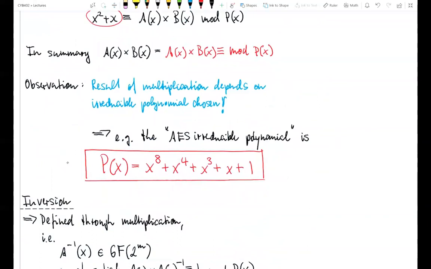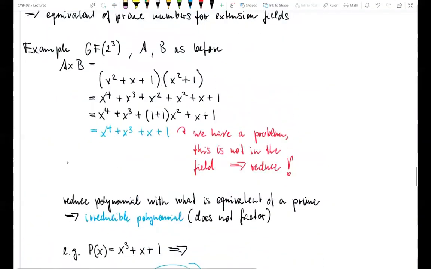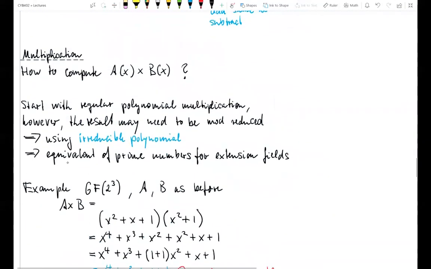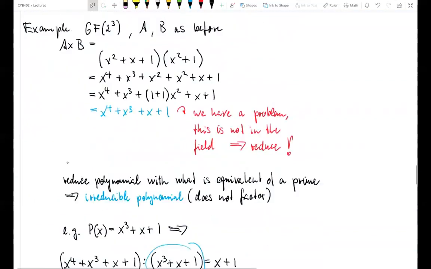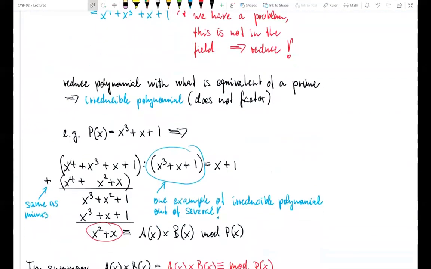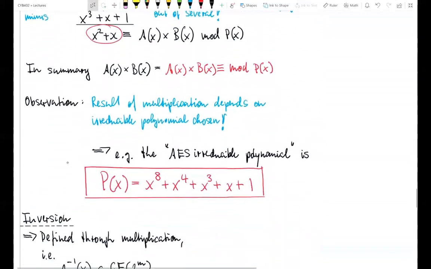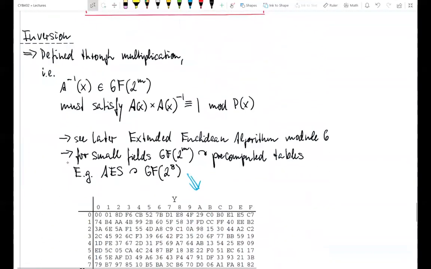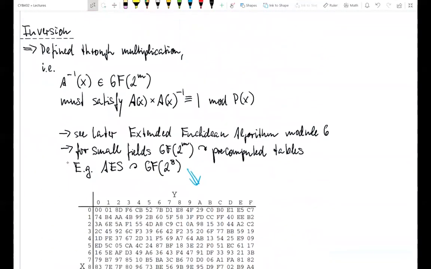okay? So far we talked about multiplication. This is how multiplication is done, okay? So we do regular polynomial multiplication, and then we divide the result by the corresponding, the one irreducible polynomial that we have chosen, okay?